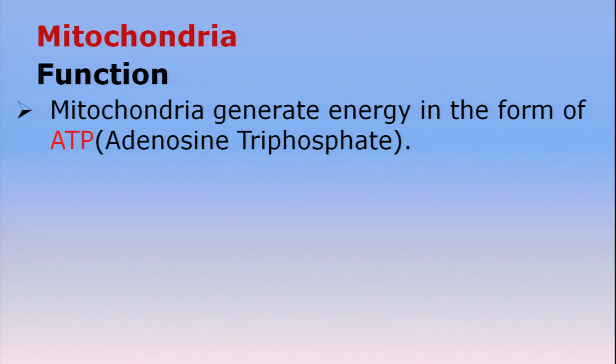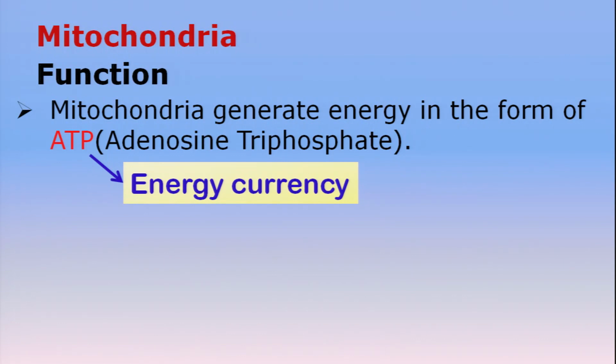Energy is stored in ATP and is utilized by the cell organelles when it is needed. That's why these ATP molecules are called the energy currency of the cell. These molecules break and provide energy whenever there is need.